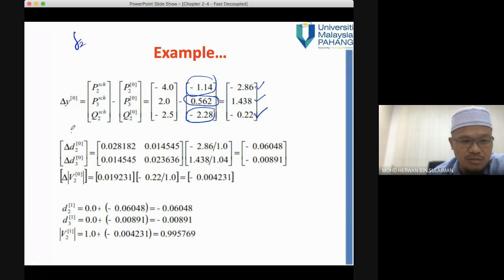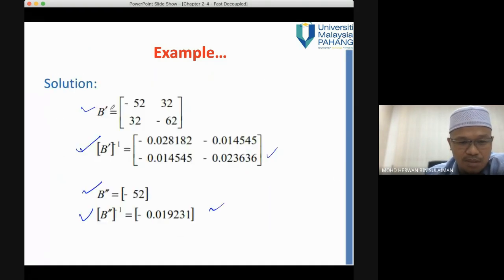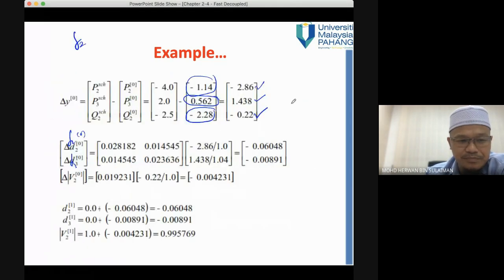Ni theta 2 for the initial calculation, ni theta 3, ni V2. So ni ialah B prime tadi. Negatif, so negatif hilang lah sebab dia dah negatif kan. Sebab you kena darab dengan negatif 1 sebab equation ada negatif, sudah jadi positif. That's what dapat. This one is B prime inverse. Darab dengan negatif lah. Darabkan dengan this one is delta P bagi dengan V magnitude.